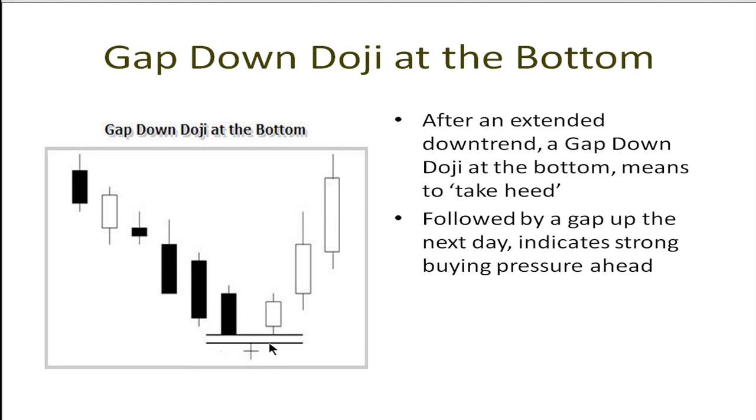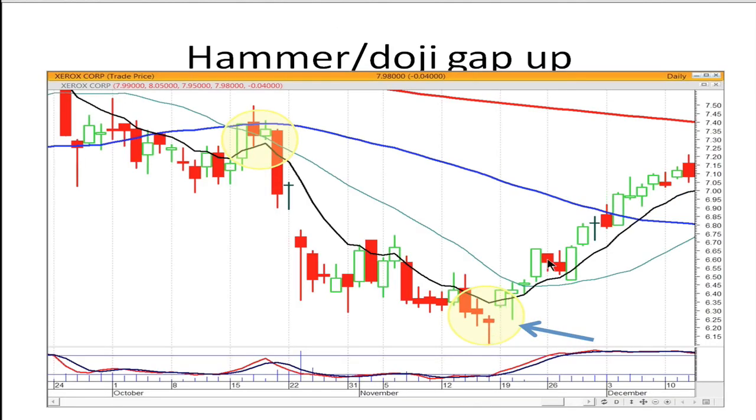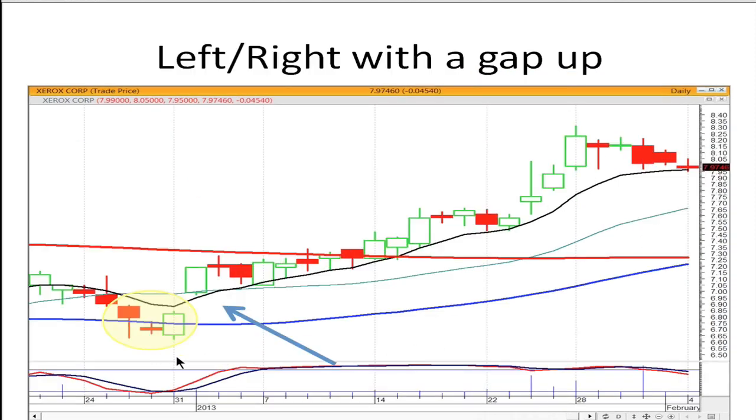So if you see a doji in the oversold condition followed by a gap up, this is what we call your best friend, because that's usually going to be the instigation of a very strong uptrend. Doji, gap up, very high probabilities you're going to be in an uptrend. This is a doji followed by a bullish engulfing signal. This is what we call a left-right combo, one of your strongest signals, and then notice what they did the next day. They gapped it up.